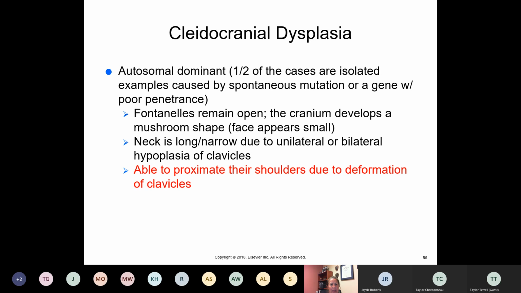Cleidocranial dysplasia is an autosomal dominant condition. In this person, the fontanelles, or the soft spots on the skull, remain open. Because of that, the cranium will develop into kind of a mushroom shape. It makes the face appear small. The neck is long and narrow. We'll see oftentimes hypoplastic clavicles. So your shoulder bones right here are very small, and they're able to bring their shoulders around and touch them together. They're able to approximate their shoulders due to the deformation of their clavicles.